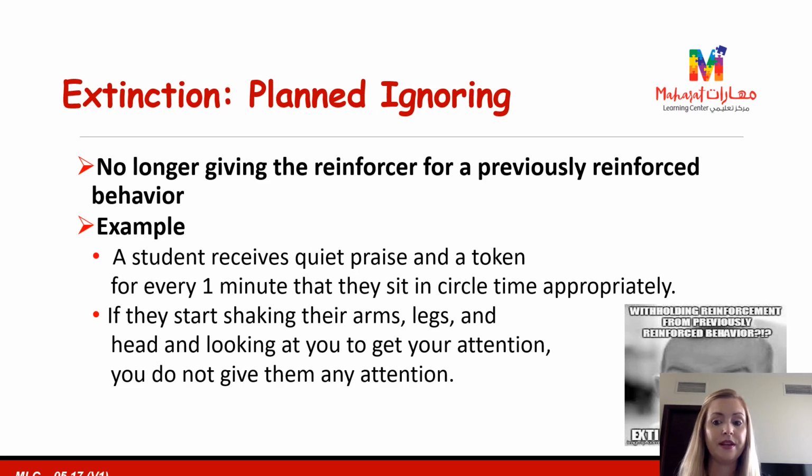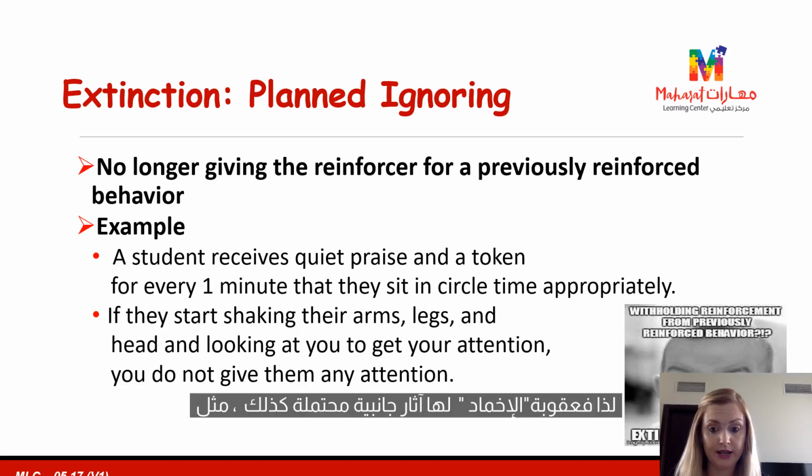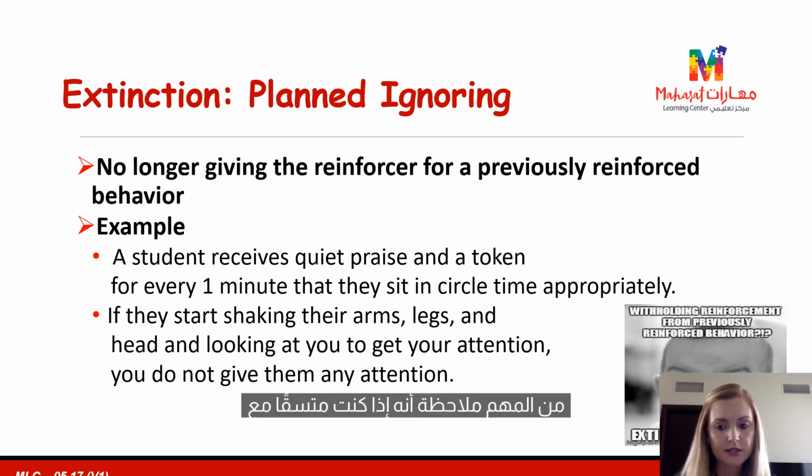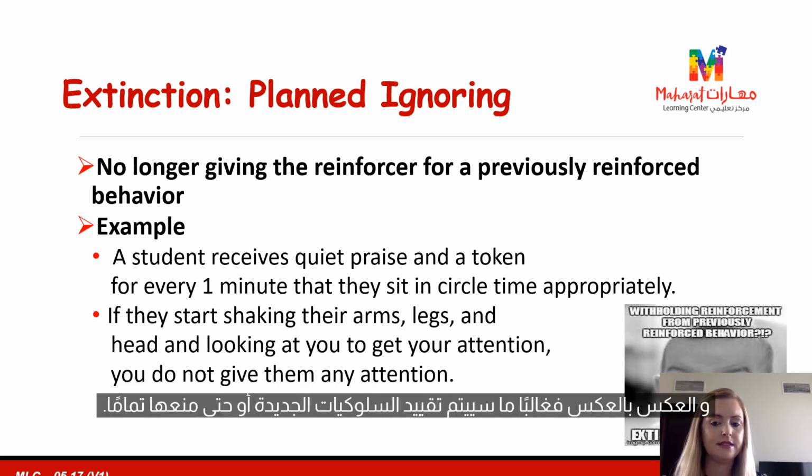Another consequence procedure is called extinction, or more commonly known as planned ignoring. With extinction, you withhold reinforcement after a behavior. In the past, this behavior was followed by reinforcement, but now we are ignoring it. The same as with punishment, extinction has possible side effects, such as extinction burst, novel or new behavior, or spontaneous recovery. It's important to note, though, that if you are consistent with implementing proper antecedent modifications to prevent and decrease challenging behaviors, and you're teaching replacement behaviors, then extinction bursts and novel behaviors are often limited or even prevented altogether.